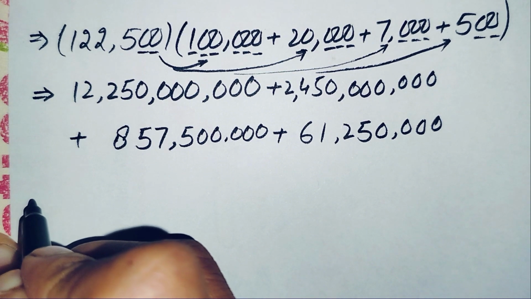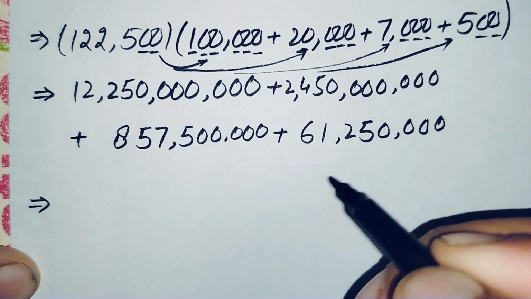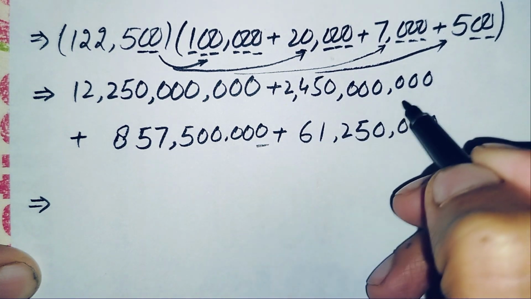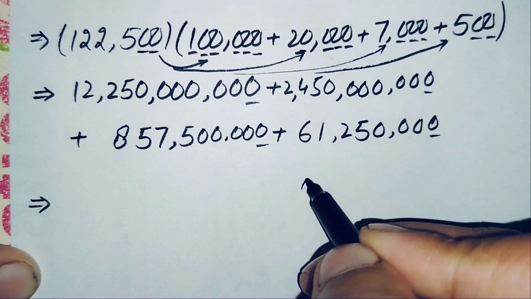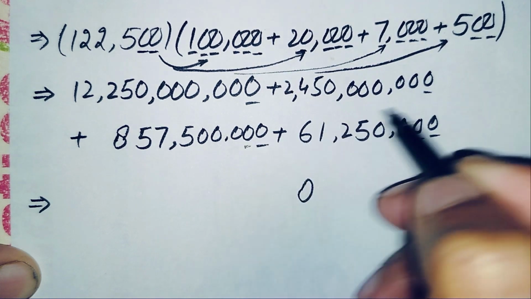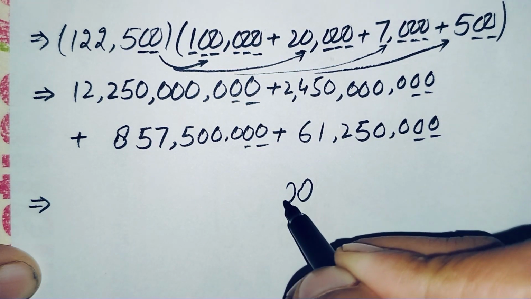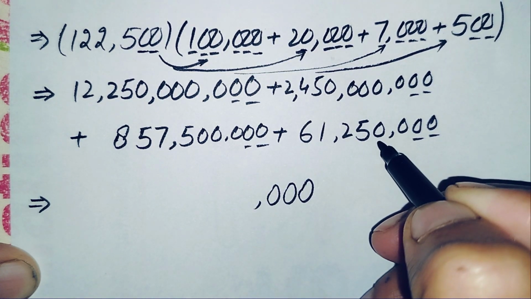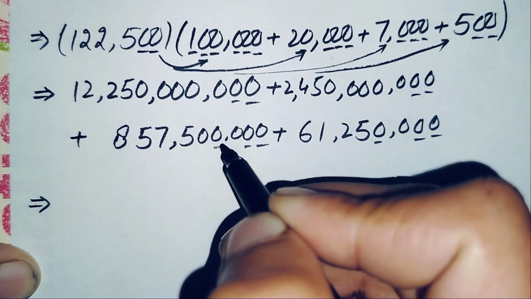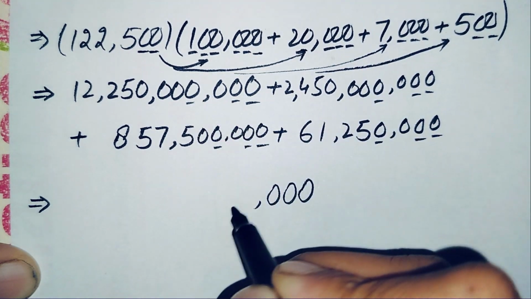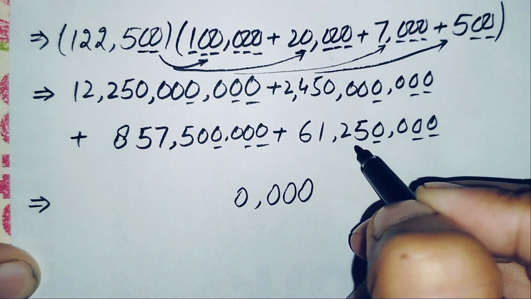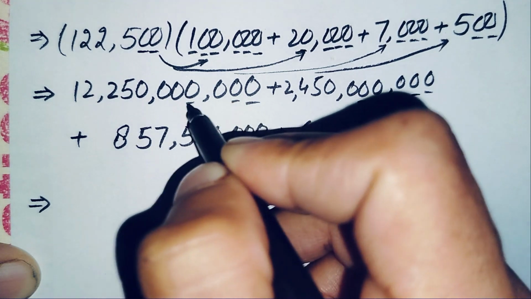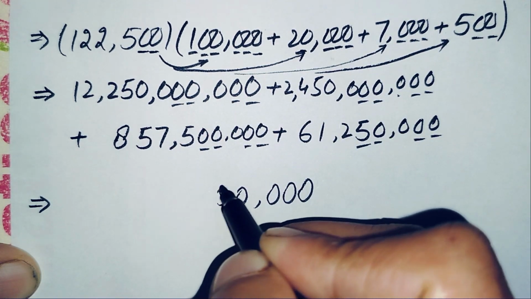Now finally we have to add these four numbers. So that will be our final answer. Let's add these four numbers. We'll start from the ones position. Here 0 plus 0 plus 0 plus 0 is 0. Again 0 plus 0 plus 0 plus 0 is 0. The next digit is also 0 in all the numbers. Now come to the thousand place digit. 0 plus 0 plus 0 is 0. Again 0. 5 plus 0 is 5, plus 0 is 5. This will become 5.